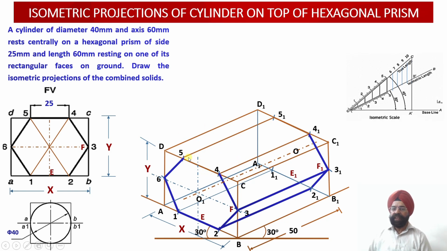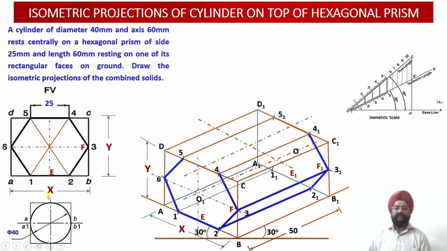Now please check this hexagonal prism top face. What are the dimensions of this prism? Let me know. 25 millimeter and this is 60 millimeter. So this is 60 and this is 25. This one is 25. But the cylinder which is going to rest centrally on top of this face, this dimension is given to me as 40 millimeter. So what I have to do, I cannot construct the ellipse corresponding to that cylinder straight away over here.